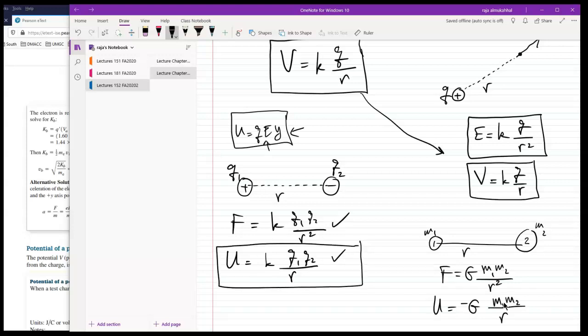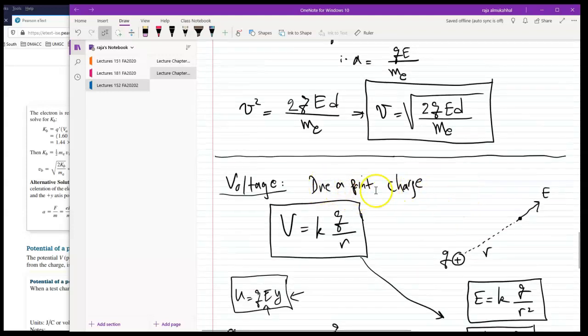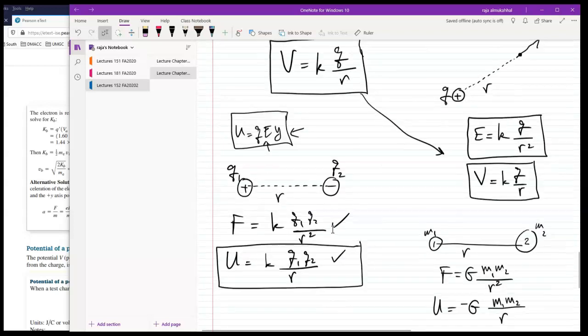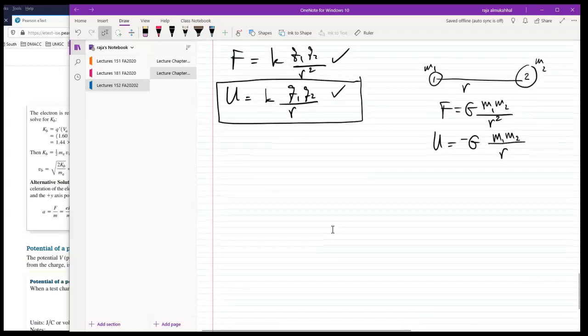So remember that. Now we have lots of formulas we're dealing with. I have electric potential energy if you have an electric field. I have electric potential energy between two charges, this one, and I have potential difference or voltage due to a point charge, and that's equal to this one. Okay? A little confusing, but that's just the way it is. All right.